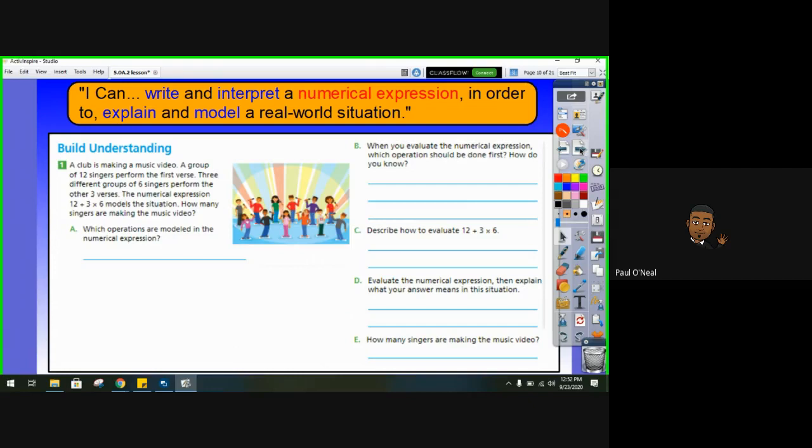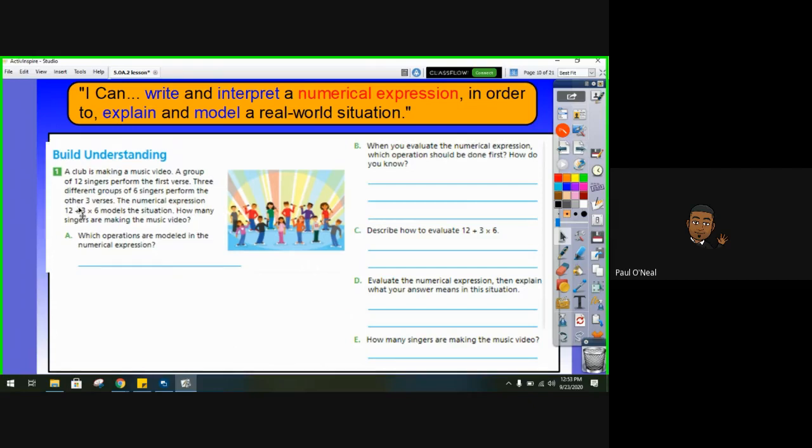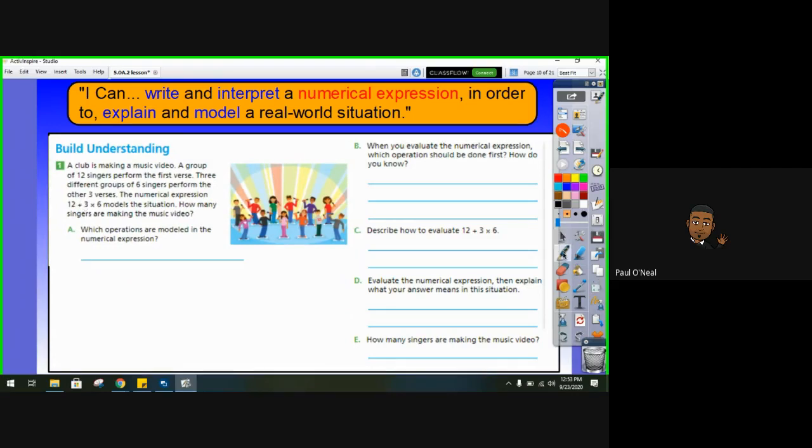Now, I had asked today, what is a numerical expression, right? A numerical expression, if you remember yesterday's notes and the definition, is a mathematical phrase that has numbers and operation signs. It needs both of those for it to be a numerical expression. Here we see numbers, and we also see, ladies and gentlemen, signs. Oh, let me get my pen. That would be helpful. Okay? We see signs there. All right, so how many singers are making the music video? That's the final question we have to answer. But first, let's go through this.